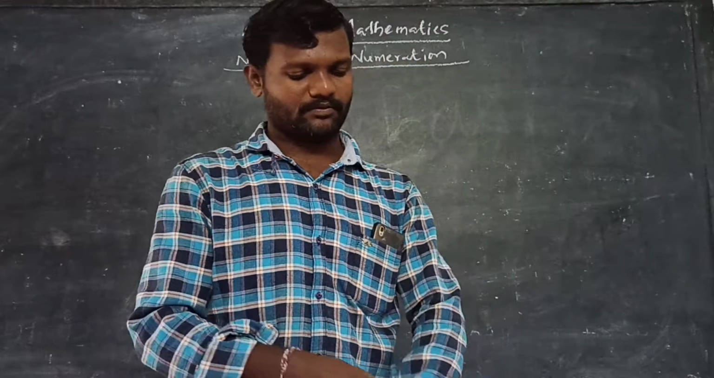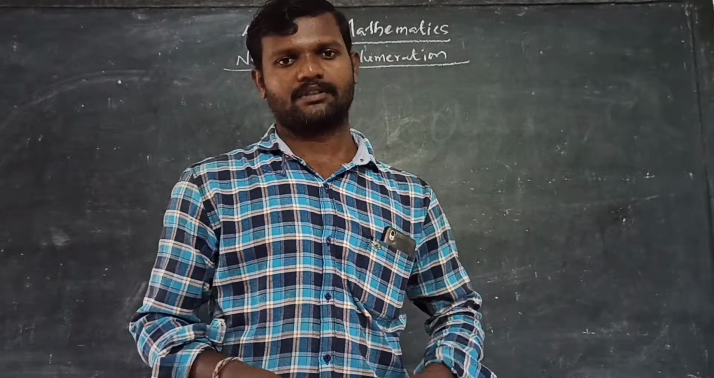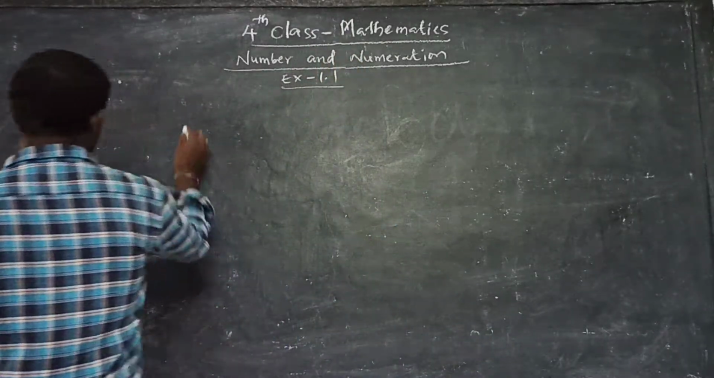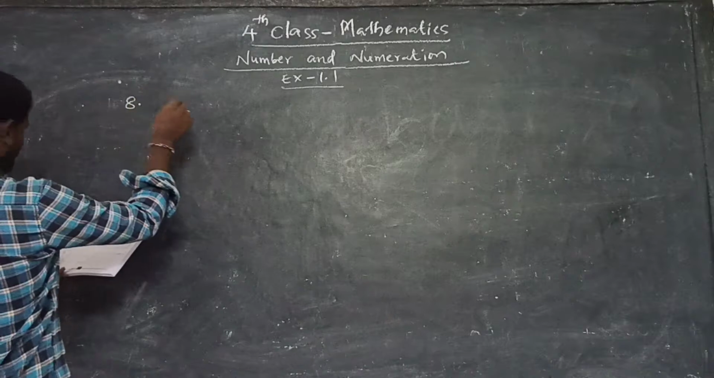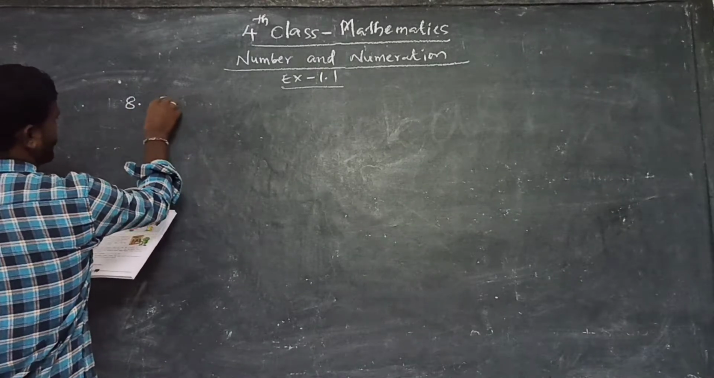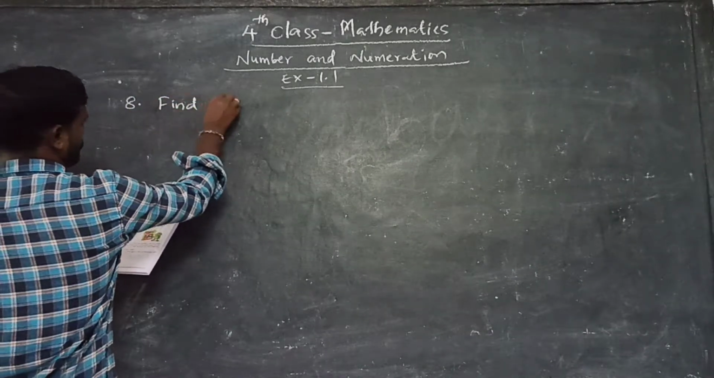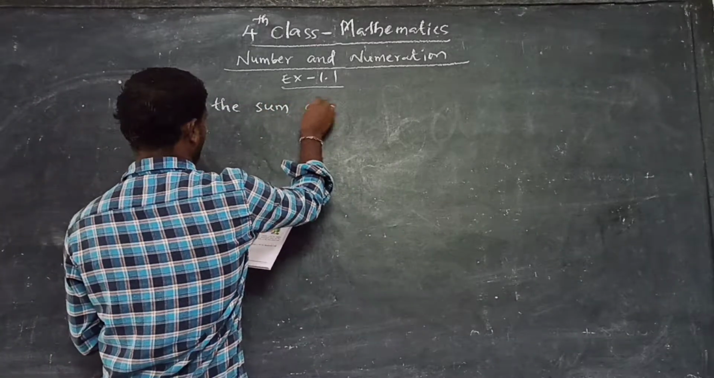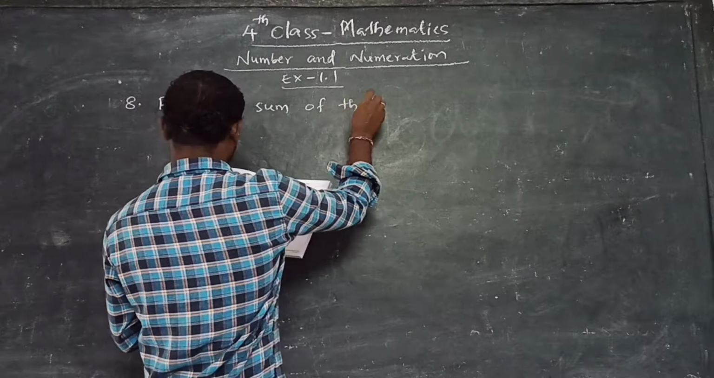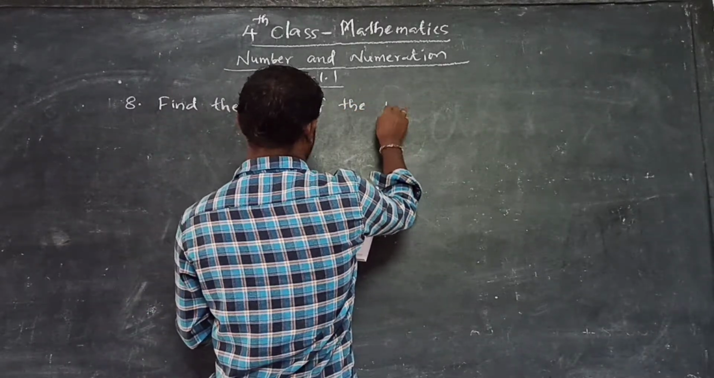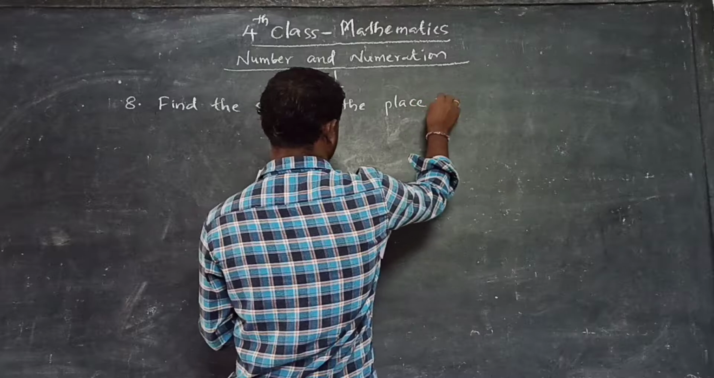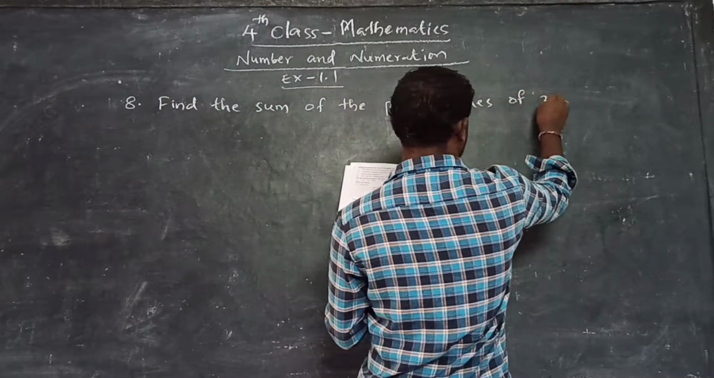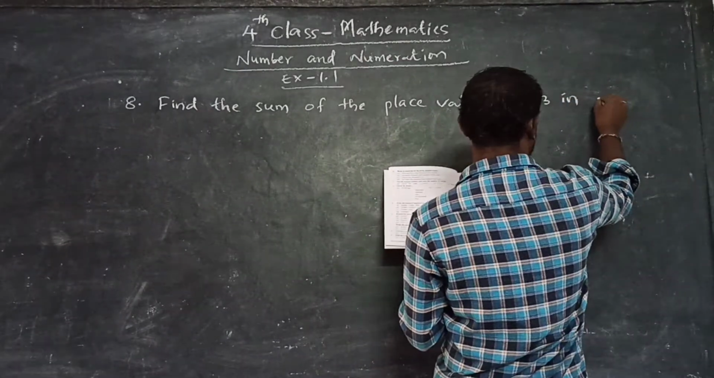Okay, children, we wrote the place values of the digits. Now, the next bit in exercise 1.1 is, what is that bit? Find the sum of the place values of 3 in each of the following.